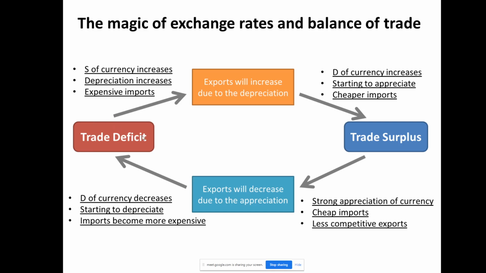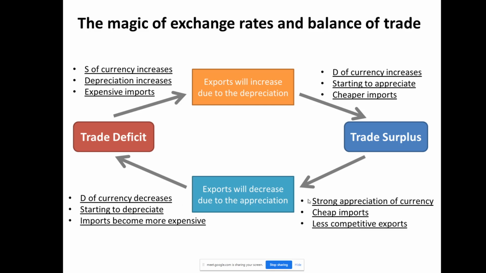You go back to the trade deficit because here you buy more imports and your exports become unattractive. So at the end, you go back to trade deficit, and this cycle goes on and on and on. But this holds only under one condition: it's only when you focus on just exchange rates and balance of trade. If you put other factors inside, this cycle will be broken.